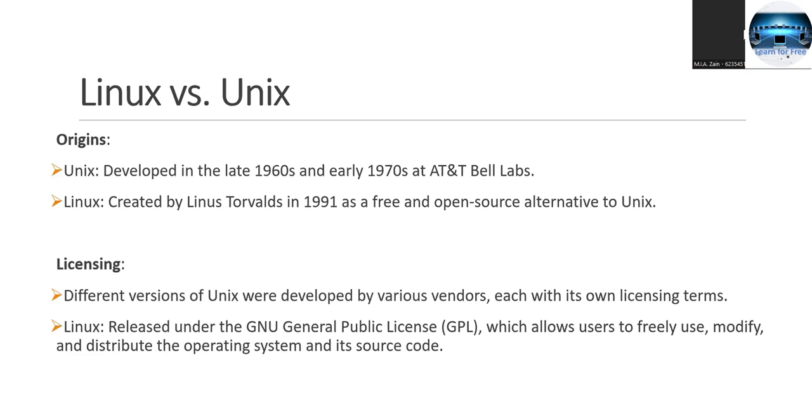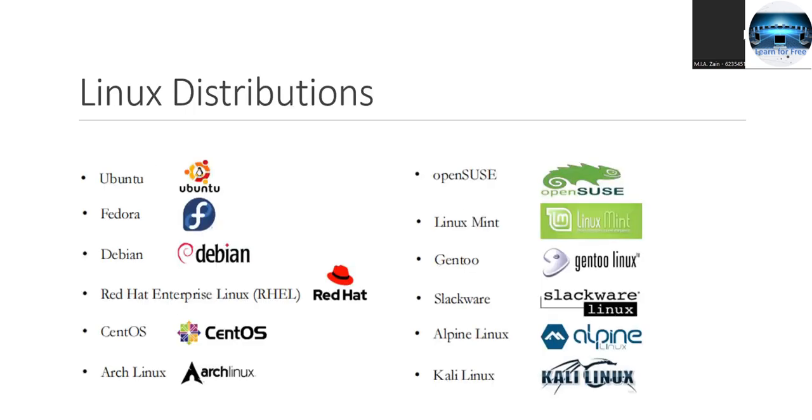And licensing, as we discussed before, we have to pay for licensing. You have to pay for Unix, but not for Linux. Linux is under the GPL, the General Public License, so it's fully free. And there are a lot of Linux distributions. You can see Ubuntu, Fedora. Ubuntu is almost like Windows, with a graphical user interface.